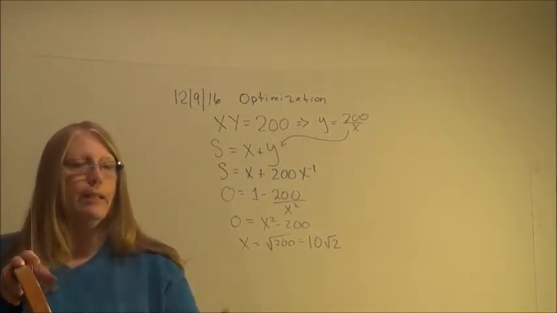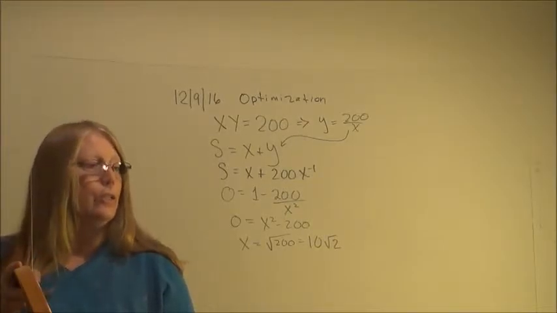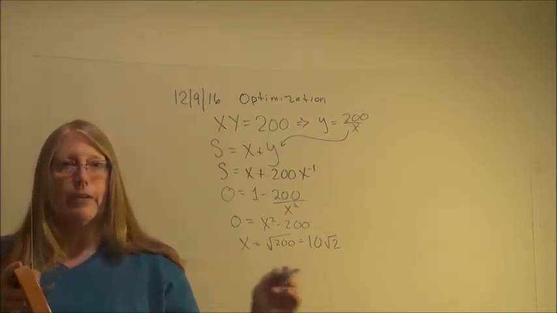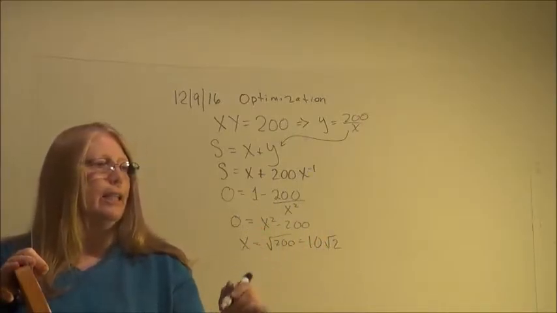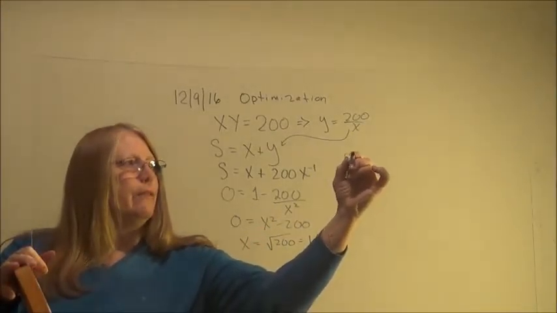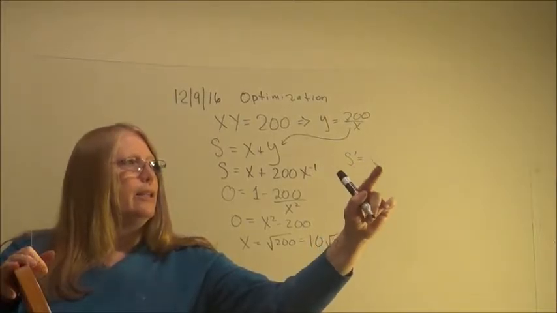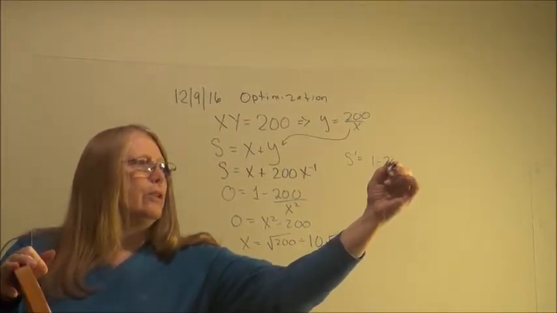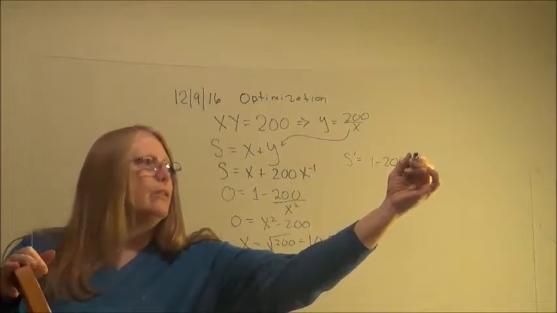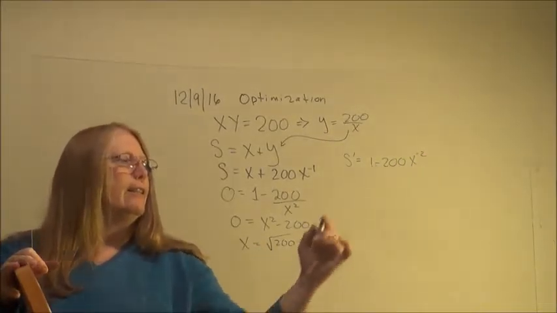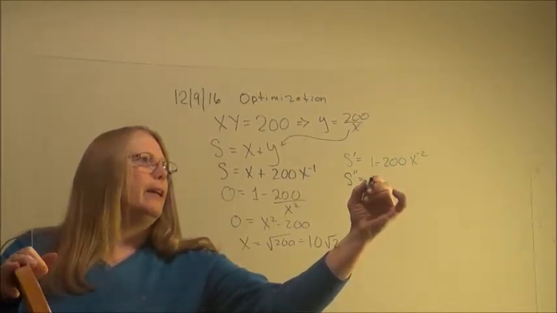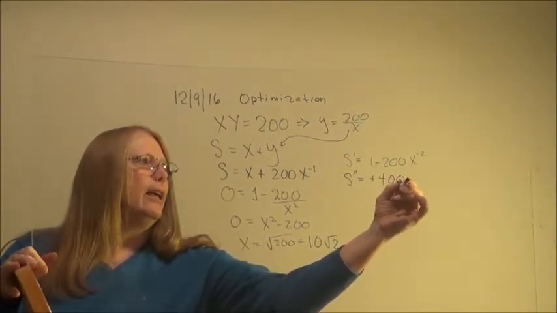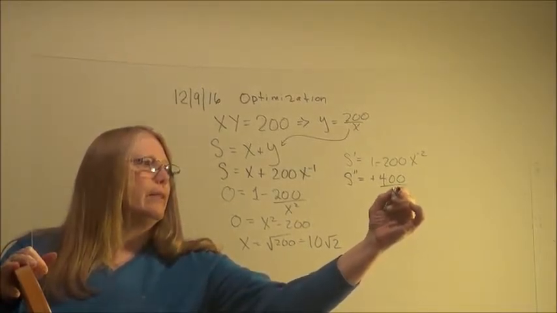How do we know if it's a min or a max? You can do the first derivative test to the left and right and see, but I'm going to use the second derivative test, since it's not that hard to take the second derivative. If the first derivative was 1 minus 200x to the minus 2, then the second derivative is going to be 0 plus 400x to the minus 3.